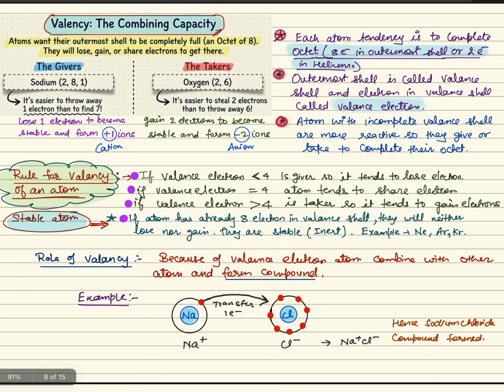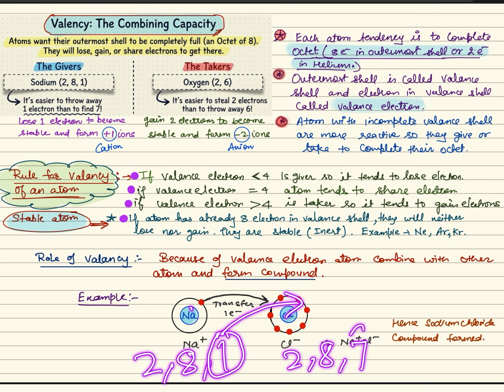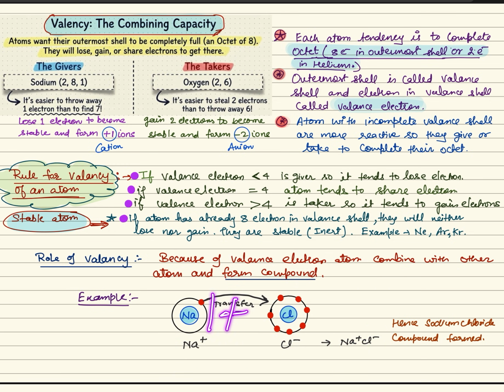And the role of valency is that valence electrons of an atom combine with other atoms and they form compounds. For example, sodium has electronic configuration 2, 8, 1. It will give 1 to chlorine. Chlorine has 2, 8, 7, so it will take 1 from sodium. This is how they combine and form Na plus Cl negative. Sodium chloride compound is formed. So this is the role of valency, that they form compounds. Water, carbon dioxide, they all are compounds.